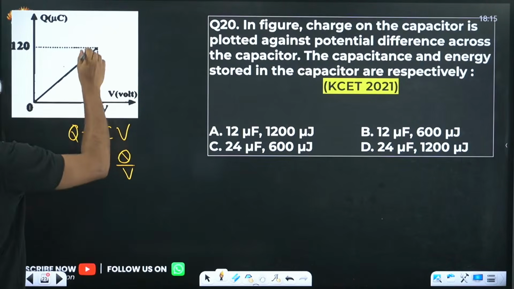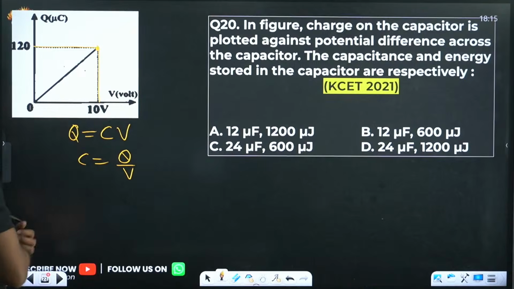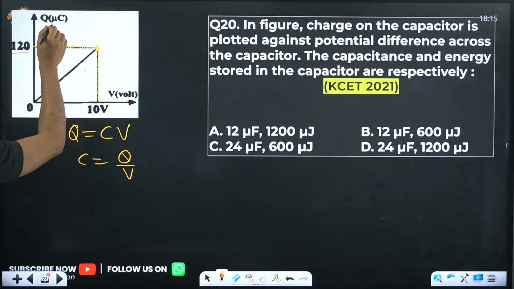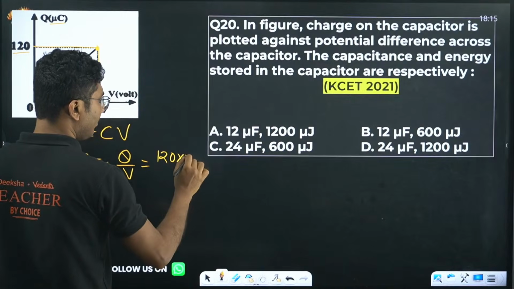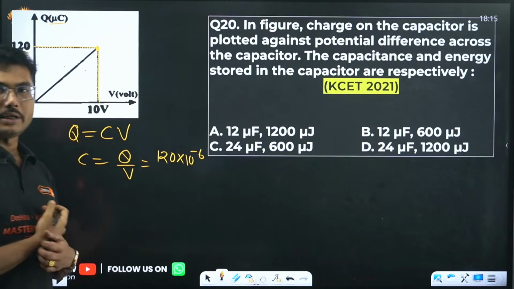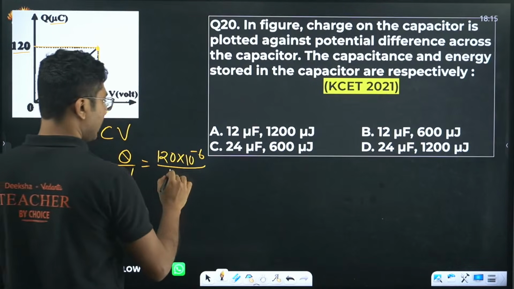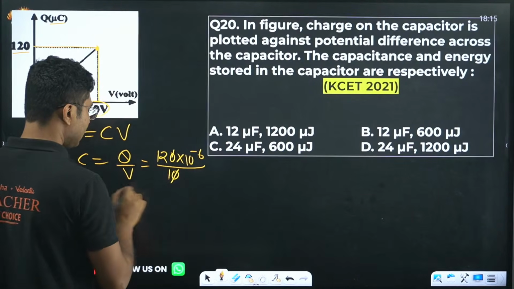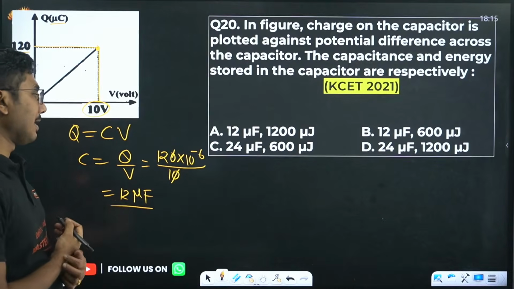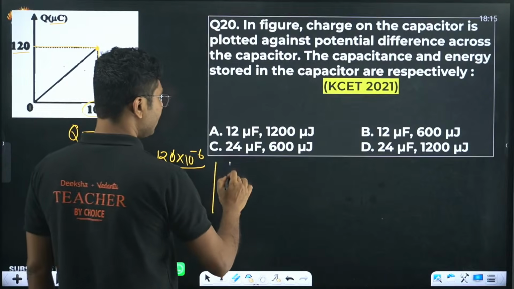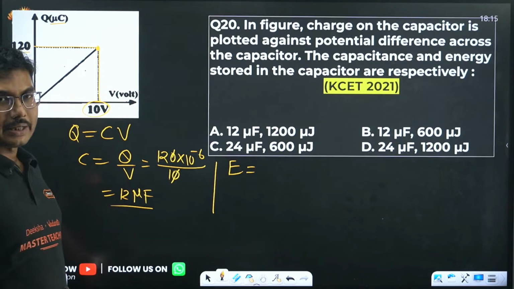Now if you see this point here, you know the charge, you know the voltage as well. Charge is 120 microcoulomb, so 120 into 10 to the power of minus 6. Voltage is 10 volt. The zeros cancel, so you get 12 microfarad. So capacitance is calculated. Now what is the energy stored? Will you use half CV square? That will be complicated later.